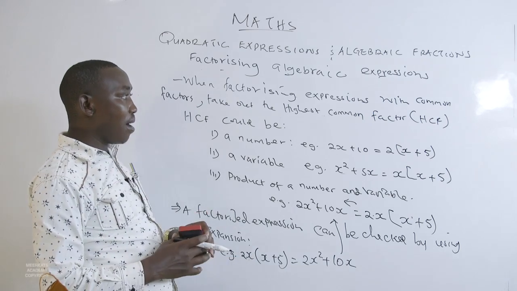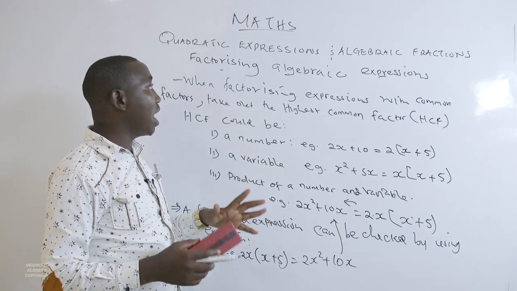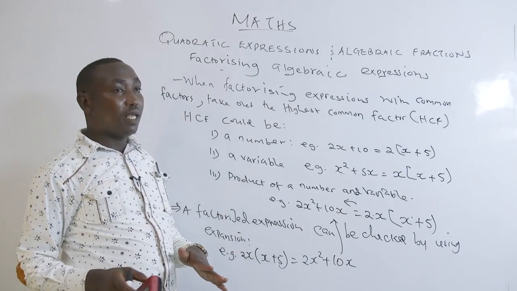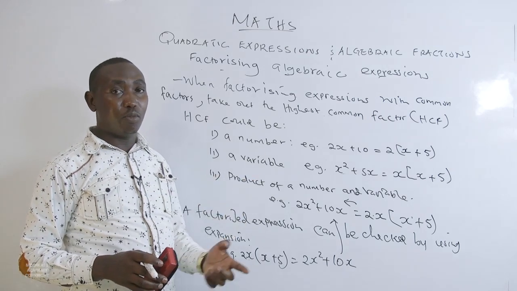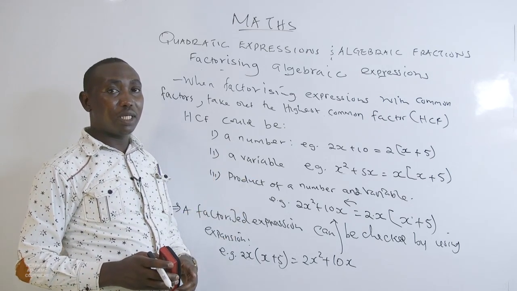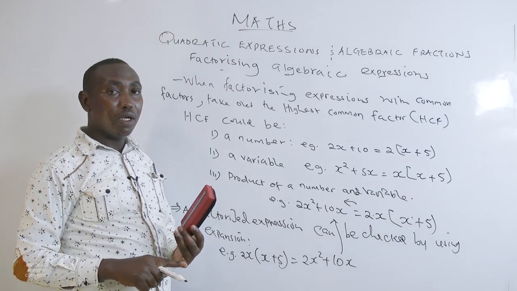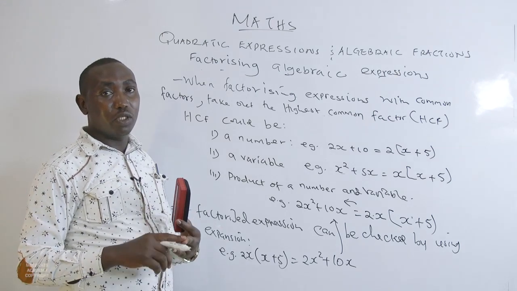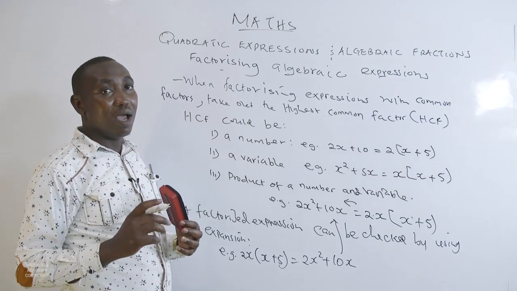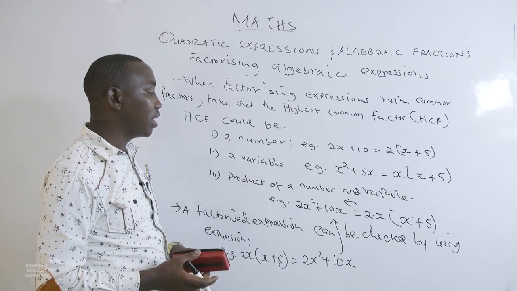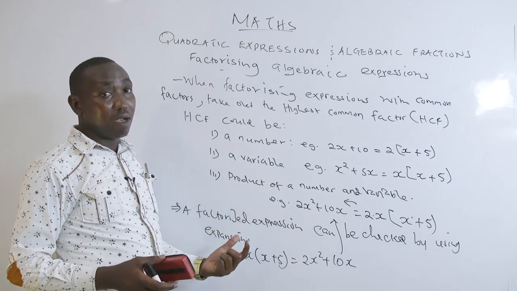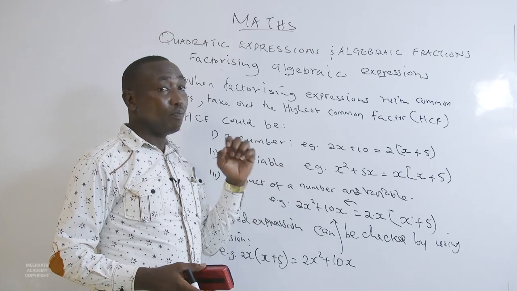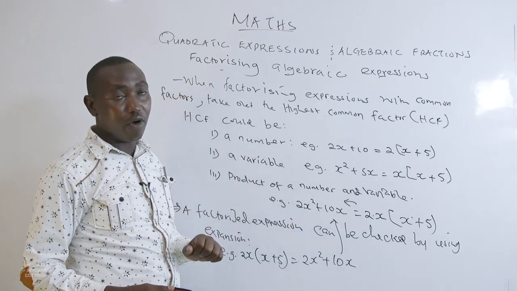So this is what should be done whenever you are factorizing algebraic expressions. The most important thing is for you to know how you can spot the highest common factor. And we are saying that the highest common factor can either be a number, a variable, that is a pronumeral, or a combination of the two, a product of the number and a pronumeral, as we're able to see. Then lastly, always check that if you expand back your factorized expression, you will still get exactly the expanded form.